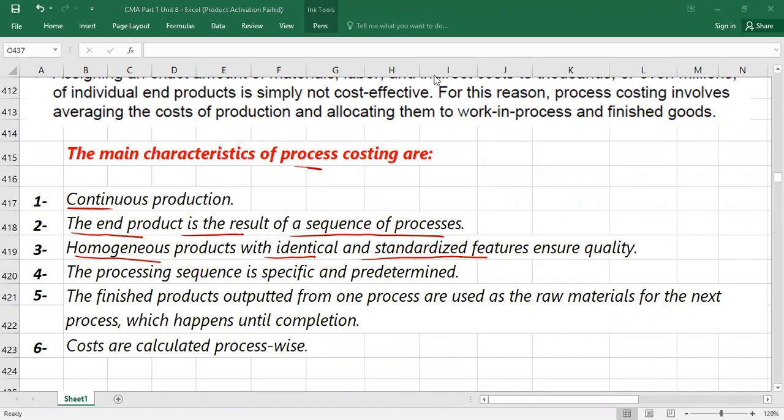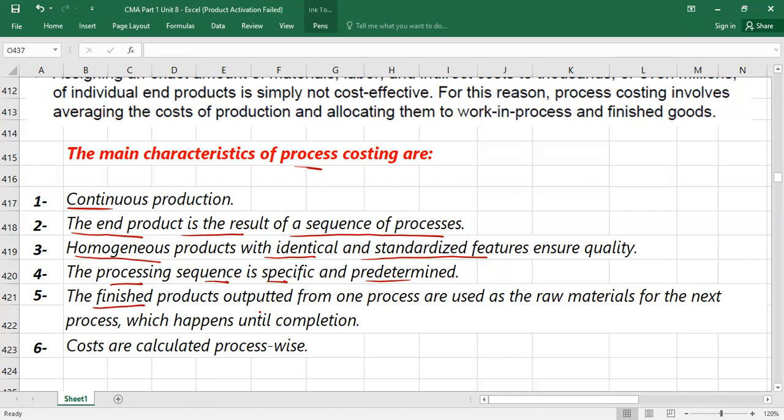Understood? Then guys, we have a next point. What's the next point? The processing sequence is specific and predetermined. Obviously, you will decide in which department you will start work. Then the product will be moved to the second department, then to the third department. So these are already predefined. Understood? Then number four is what?